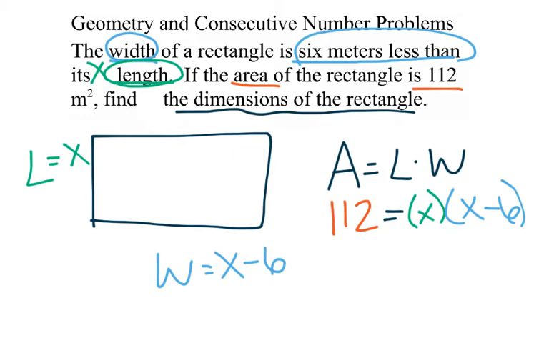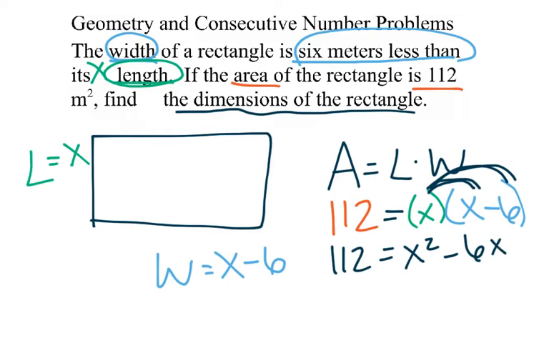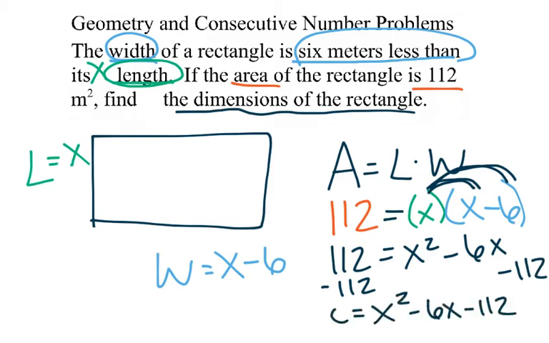What I'm going to do is I'm going to distribute the x to everything over here. So I have 112 equals an x times an x is an x squared, and x times a negative 6 is a negative 6x. Anytime we're dealing with quadratics, I want them to equal 0, so I'm going to move the 112 over to the other side. So my quadratic actually looks like this.